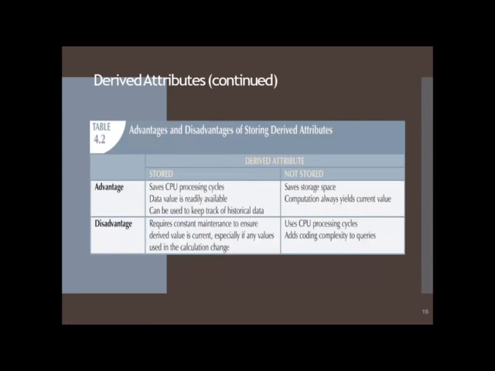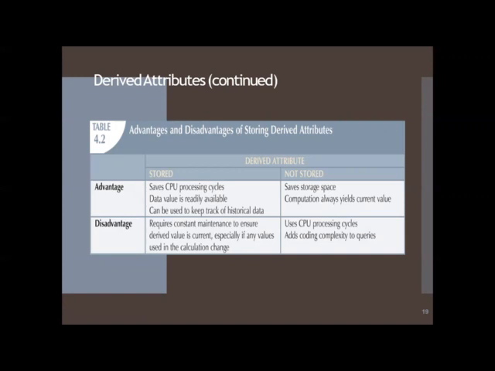This is the advantage and disadvantage of storing a derived attribute. The advantages are that it saves CPU processing cycles, the data value is readily available, and it can be used to keep track of historical data. The advantage of not storing it is that it saves storage space, and computation always yields a current value.